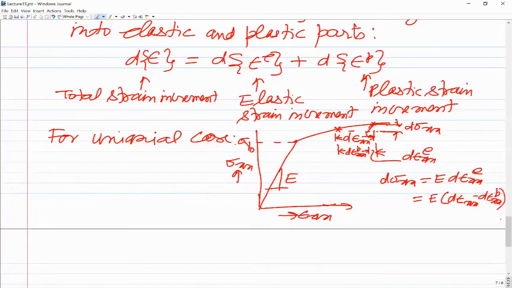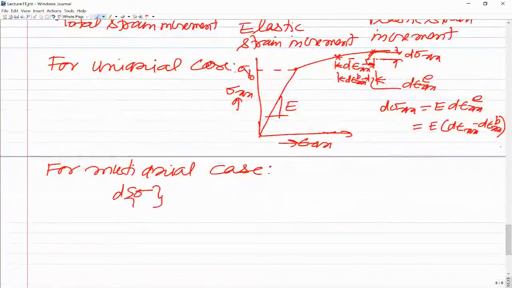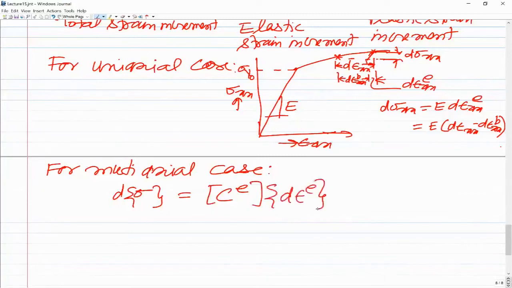Similarly, for the multi-axial case, you can actually write the increment in the sigma. This is the infinitesimally small increment. Differential increment in sigma is equal to elastic constitutive matrix Ce into d of epsilon e, or you can say that d of sigma.